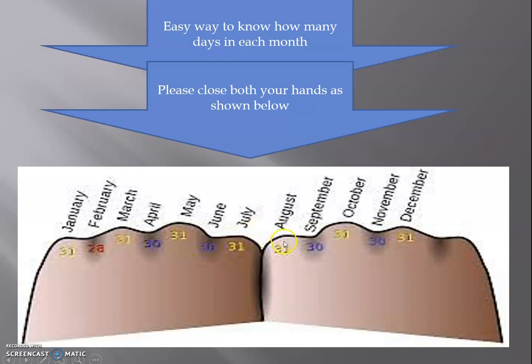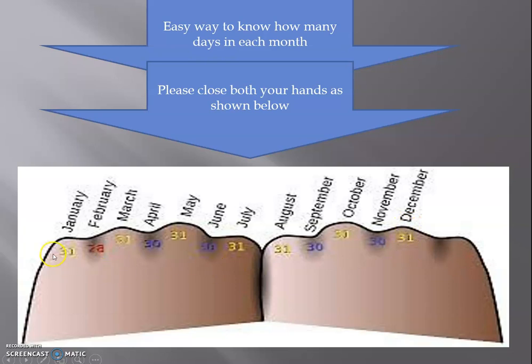Okay, when you move to the next hand, you start with another knuckle, so it is August, so it is 31 days. Next, September, is it on the knuckle or between knuckles? Between the knuckles, so it is 30 days. Next knuckle, October, so it is 31. Between knuckles, November, 30. Last month of the year, December, and it is on the knuckle, so it is 31.